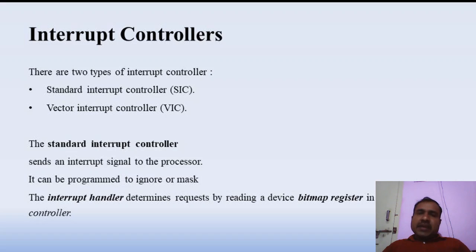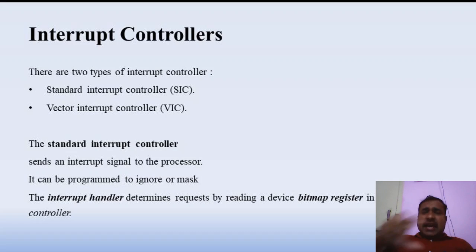In the standard interrupt controller, the interrupt controller sends an interrupt signal to the processor core, and it can be programmed such that it can either mask or ignore that particular interrupt. And usually, each interrupt has its own interrupt handler. An interrupt handler is a software program written to handle these functions. So, those are called interrupt handlers.